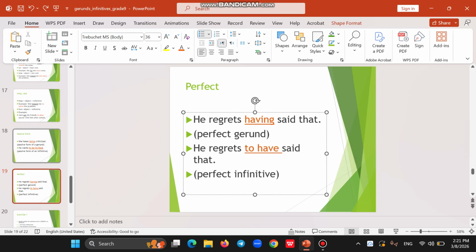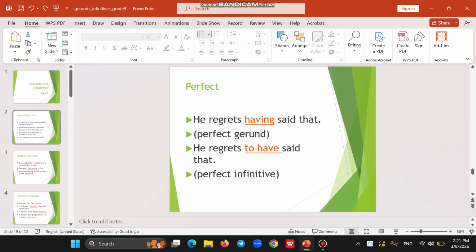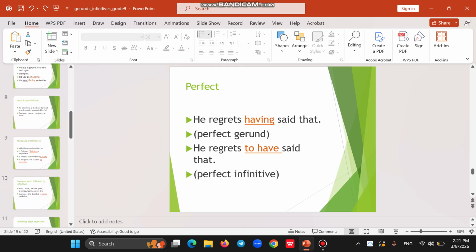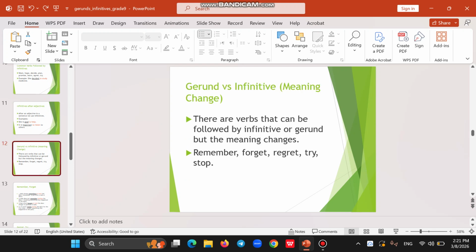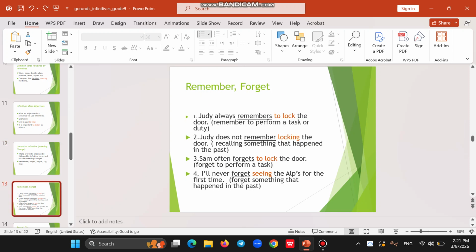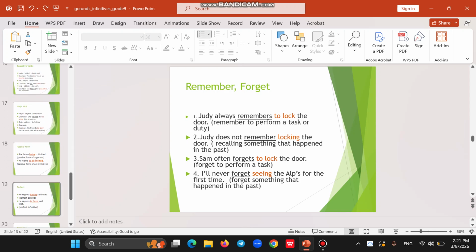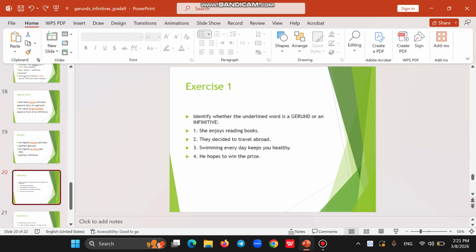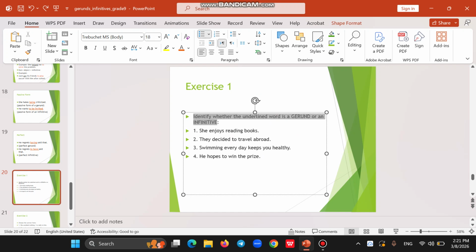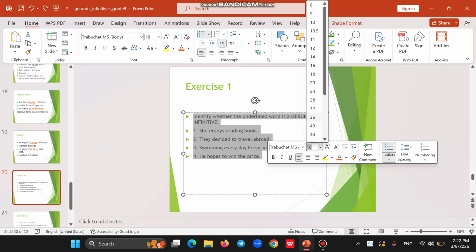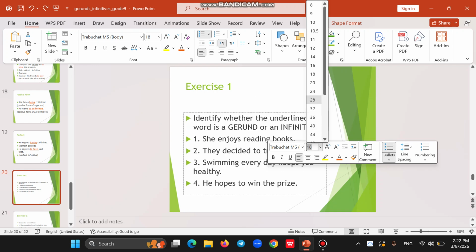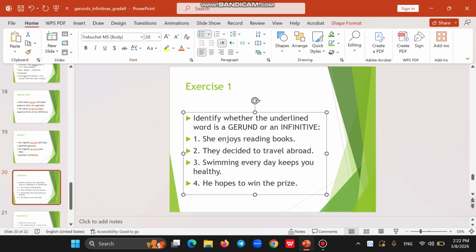So far we have reviewed what we have discussed in class: the difference in meaning for certain verbs when we use a gerund or infinitive, the causative verbs, and the perfect and passive forms of gerunds and infinitives. So you have these exercises. Identify whether the underlined word is a gerund or an infinitive. So, she enjoys reading.